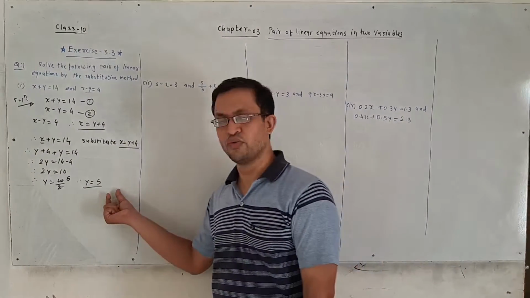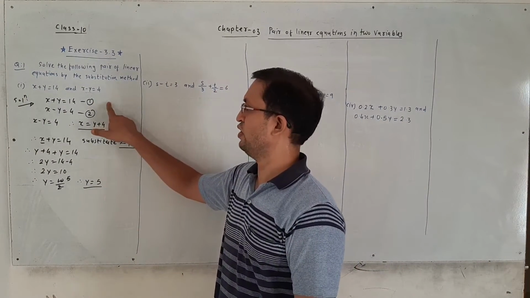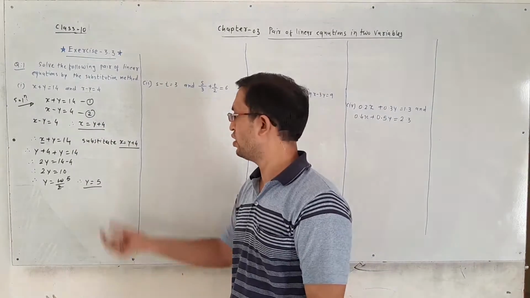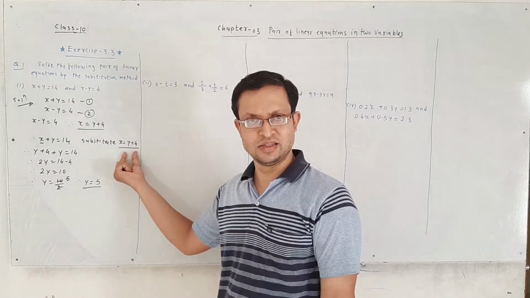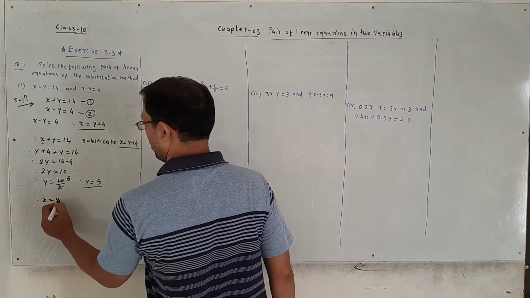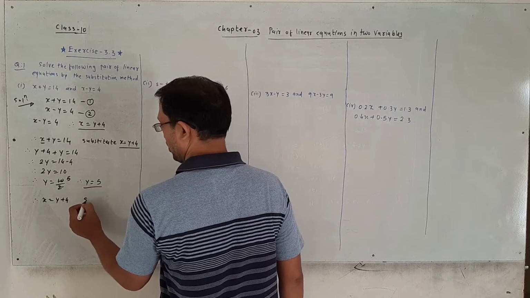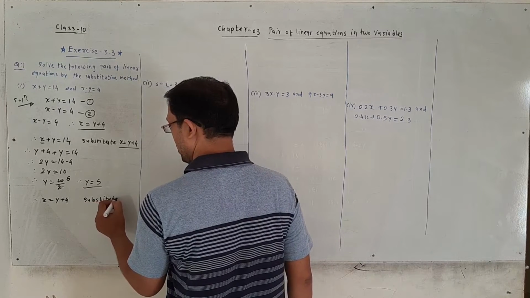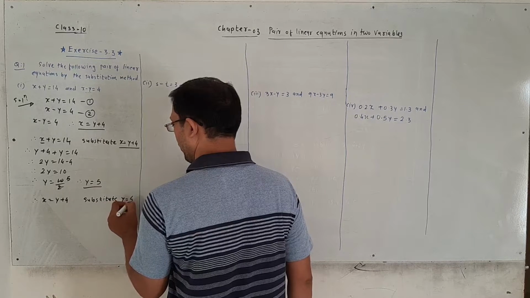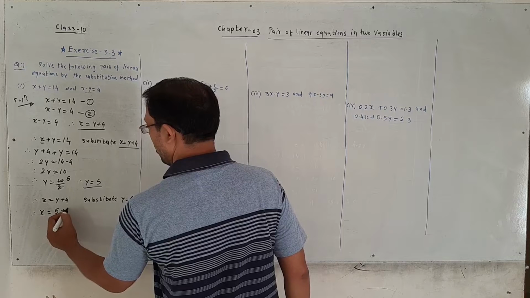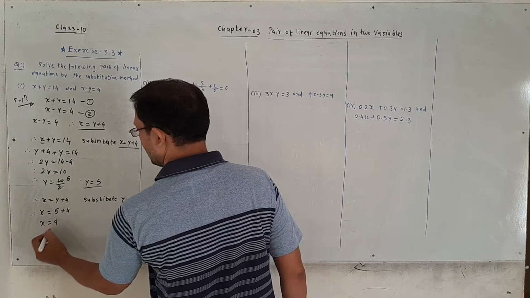Now y is equal to 5 can be substituted in either equation 1 or equation 2, or in x is equal to y plus 4. But by putting it in this one we can get the answer quickly. Therefore x is equal to y plus 4. Substitute y is equal to 5. Therefore x is equal to 5 plus 4. Therefore x is equal to 9.